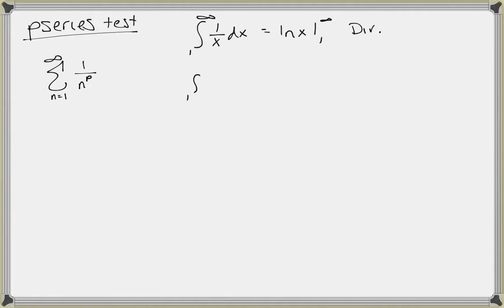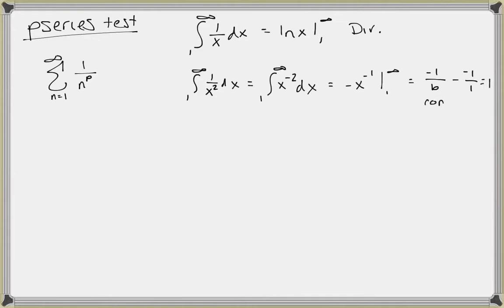Then back in that section, we said, well, what about if it was x squared? We said, well, to evaluate the integral of x squared, we changed it to a negative exponent. And then when we integrate, we raise our power and divide by that power. And so then this ends up being like negative 1 over b, where b is becoming infinity, minus negative 1 over 1. And then this actually has an answer, and so this one we said converges.